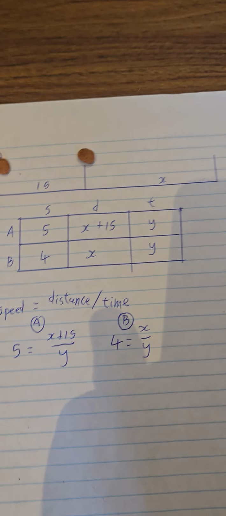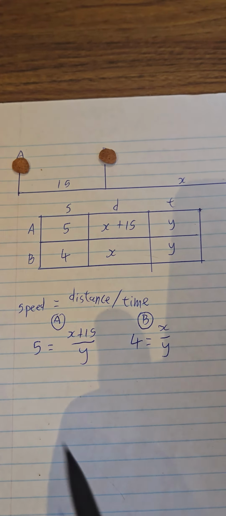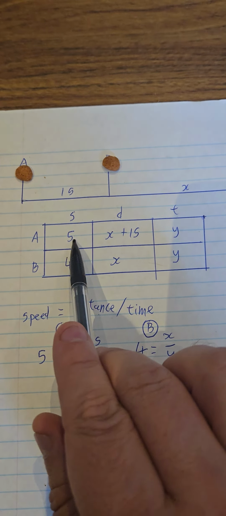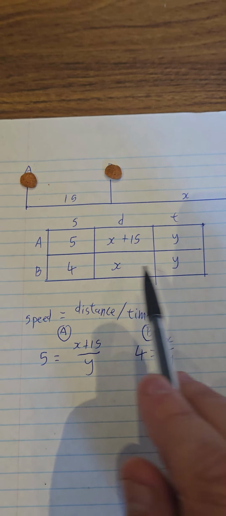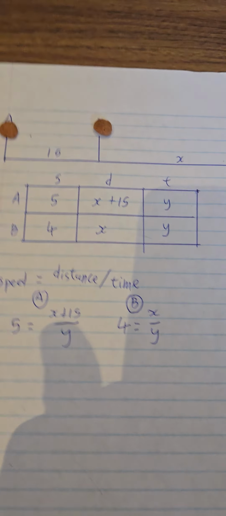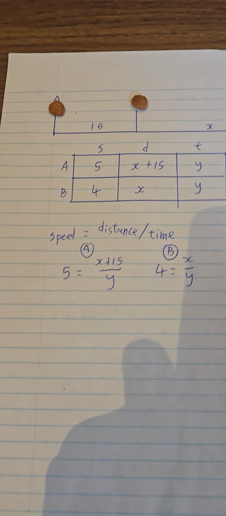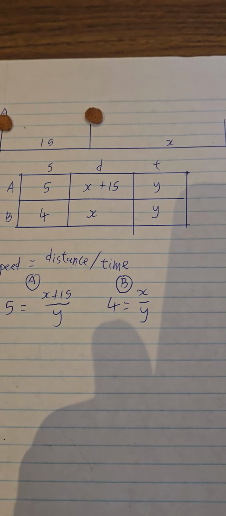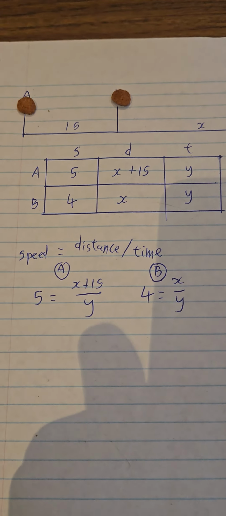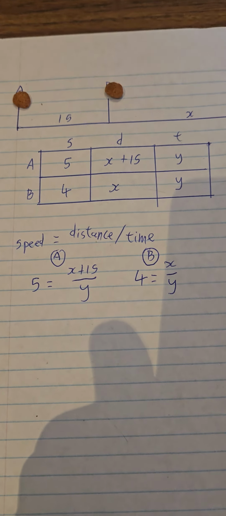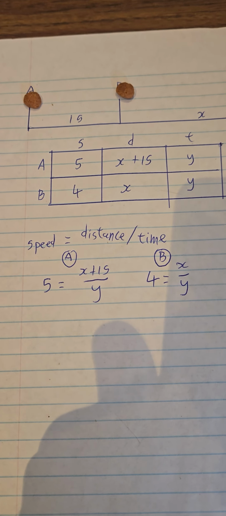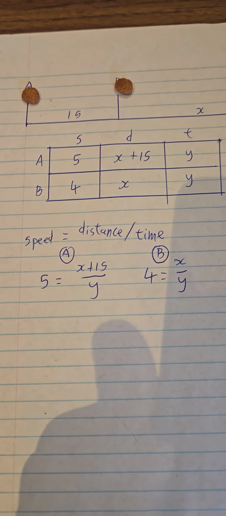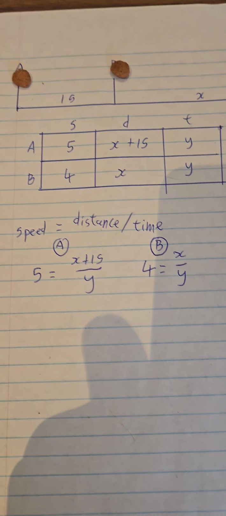That's the distance. Now what we know is that speed is distance over time. 5 is X plus 15 over Y, and 4 is X over Y. So those are my two equations. All right, now I want to solve for X and Y. One method is to isolate Y and solve for X first, or isolate X and solve for Y first. I think both methods will work.